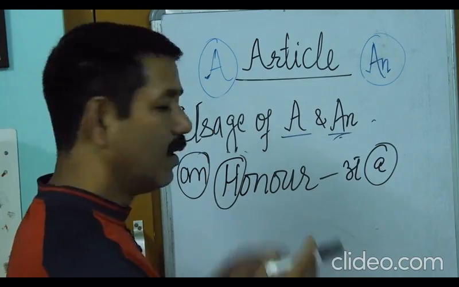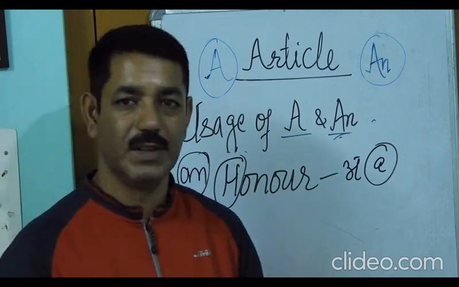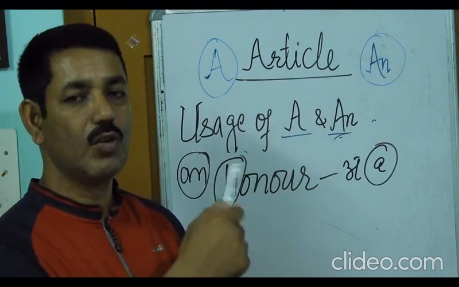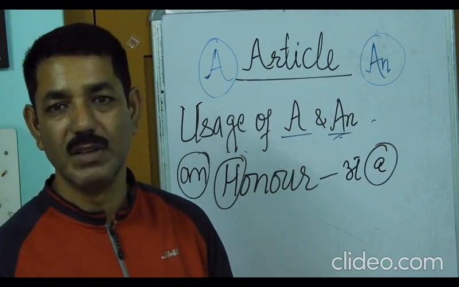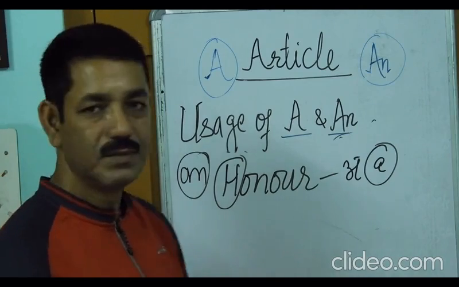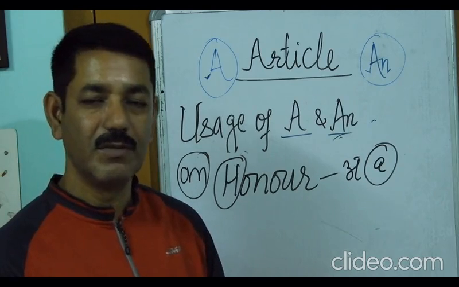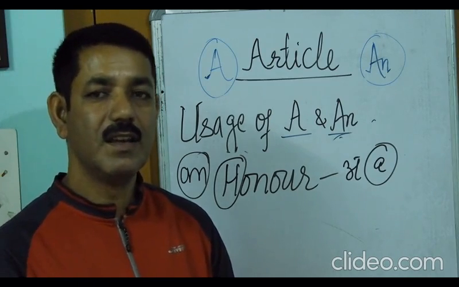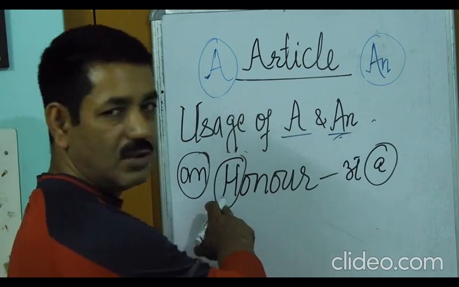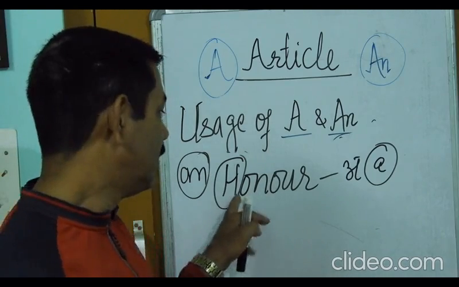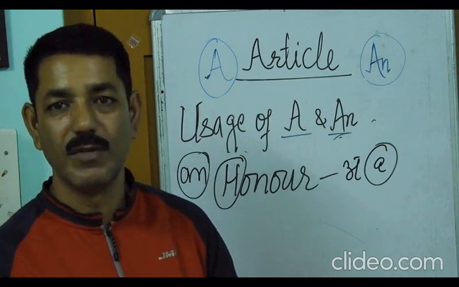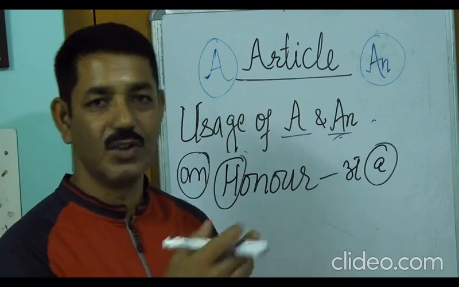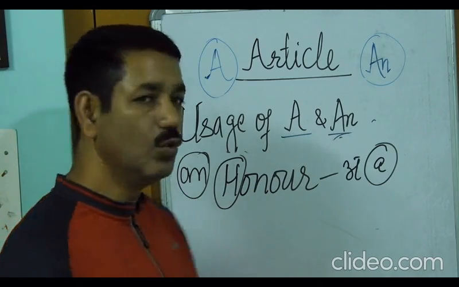Secondly, one thing must be very clear to all of us: whenever we are using a or an, we must use them as per the sound produced by the word. If the word is beginning with a consonant letter but producing the sound of a vowel, we have to apply an. Such is the case with the word honor. If the word is beginning with a consonant but producing the sound of a vowel, we have to use an instead of a. So this is how we use a and an.